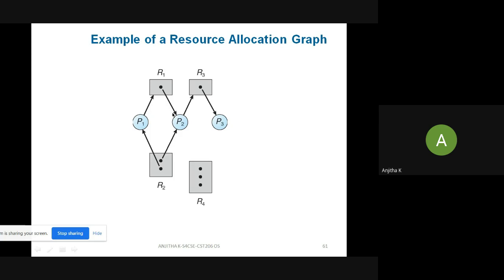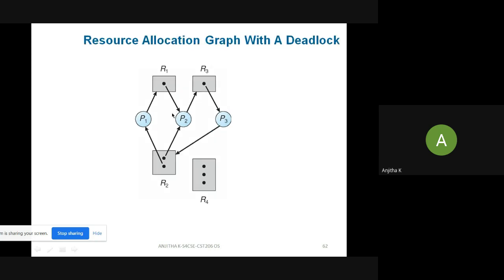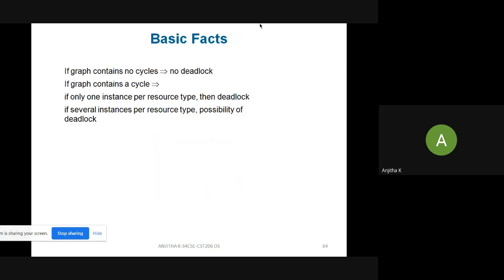Okay, so if there is no cycle in a graph, that means there is no deadlock. And if there is a cycle, this is the reference. That is, if the graph contains no cycle, then no deadlock. And if the graph contains a cycle, you have to check.